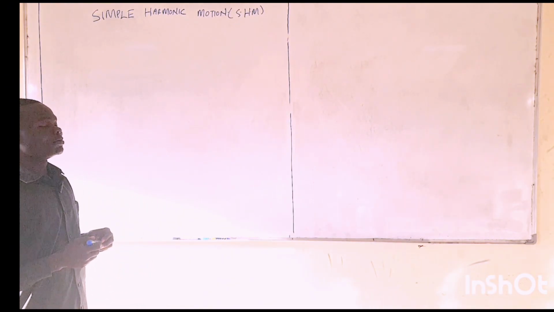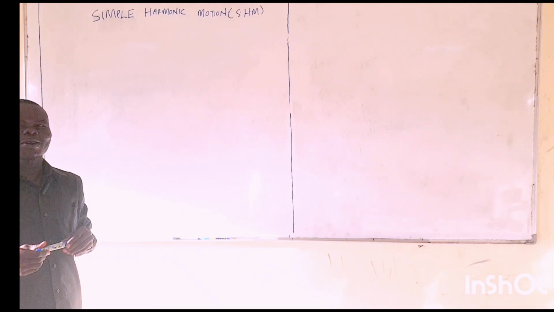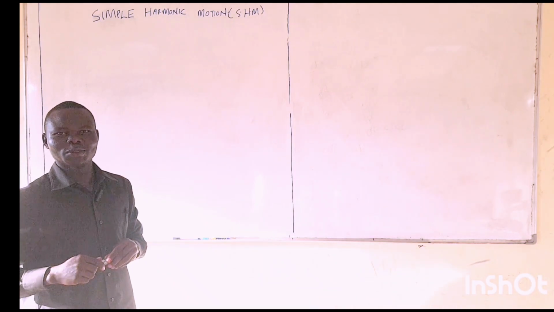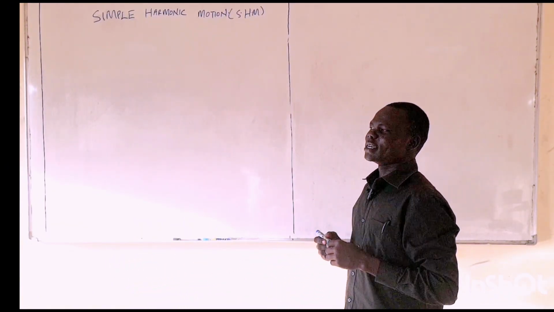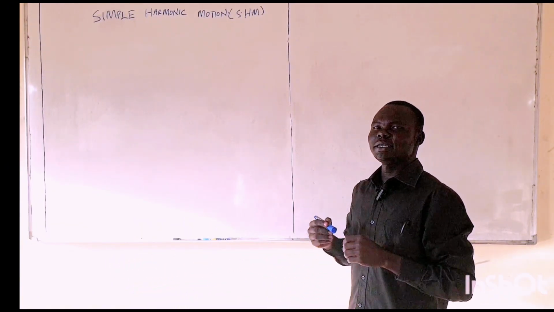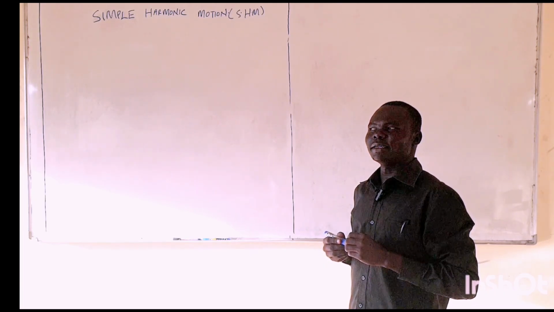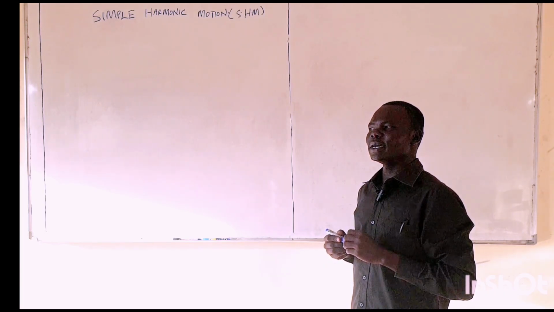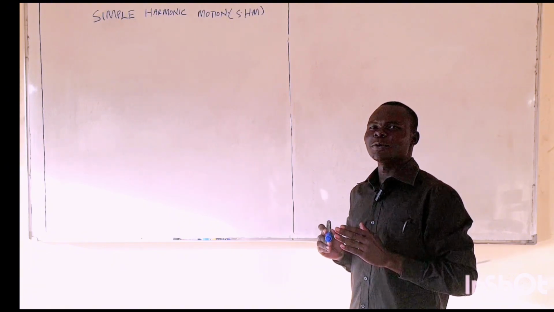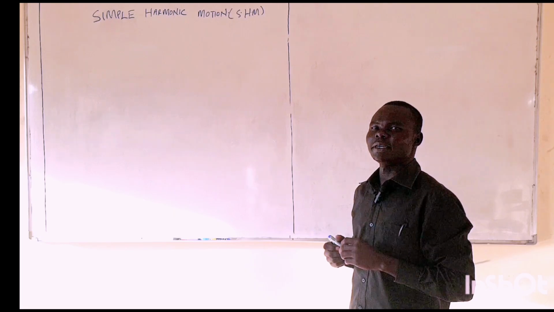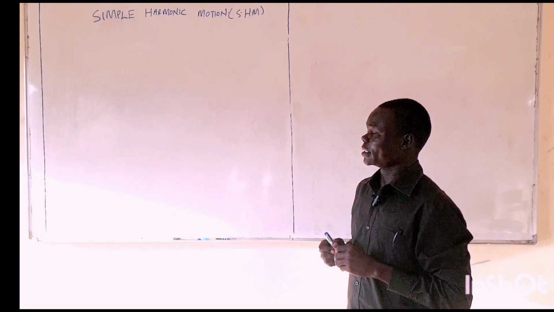This topic is called simple harmonic motion. Of course, we shall start by knowing what simple harmonic motion is. When we talk of simple harmonic motion, it is a periodic motion where the acceleration is directly proportional to the displacement from a certain fixed point. In other words, we shall call it an equilibrium point.